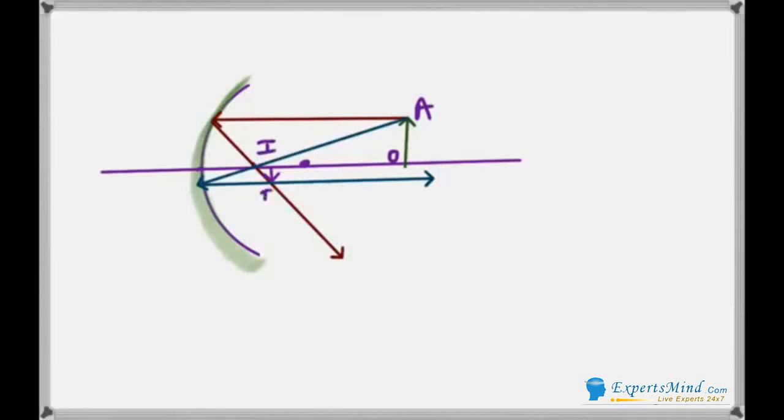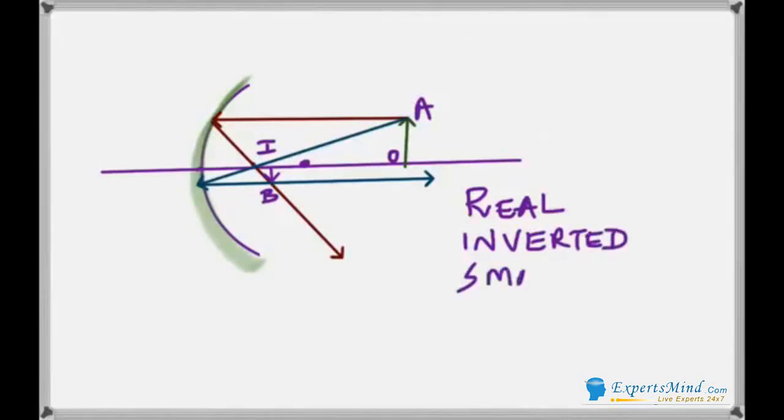Let's move on. The object is OA, the image is IB. It's real. Inverted, those are the properties. And on the exam, you will at least be asked to draw 2 figures. At least 2 figures. Between F and C.